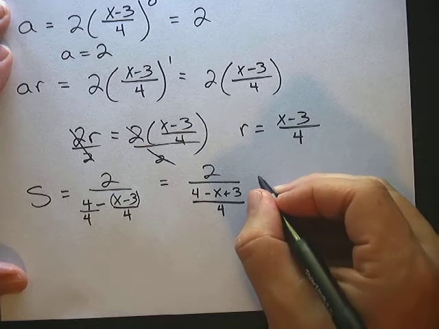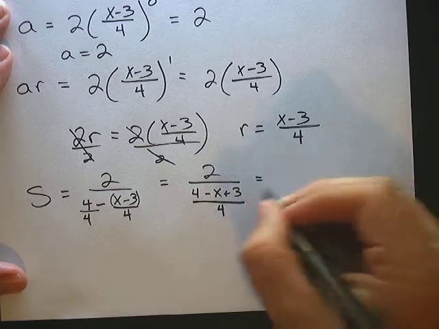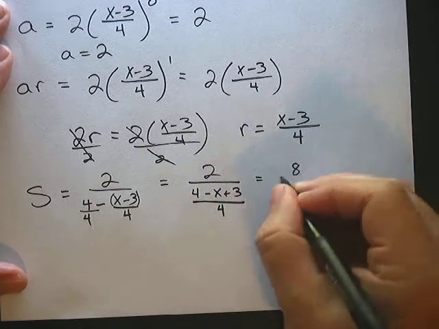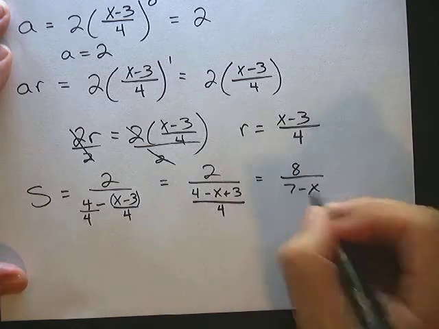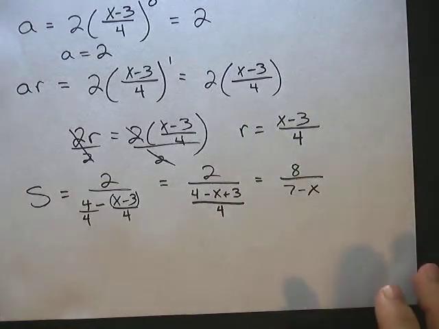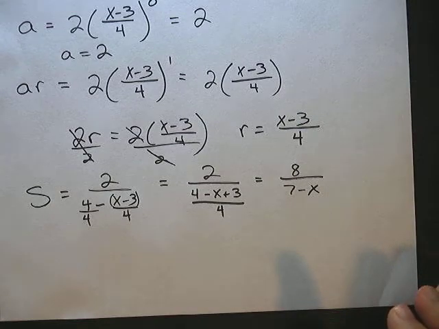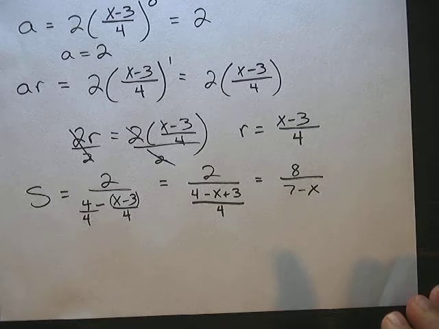You could flip and multiply. Flipping the 4 up becomes an 8. Let's condense the 4 and the 3 into a 7 minus x. So s equals 8 over 7 minus x. That's going to be our sum if we can show where it converges. We have to figure that out because it's not going to work for all x values. There are some x values that would not work.